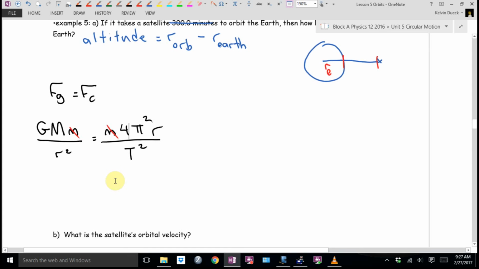What are we trying to find? Okay, so I'm going to multiply this r squared up to there. That's going to give me an r cubed. I'm going to multiply the T squared to there. That's going to give me a big G, a big M, and a T squared. How would I move the 4 pi squared over to the other side? Julie, this is why I picked you. Are you ready? How do I get rid of a cubed? Folks, how do you get rid of a cubed?